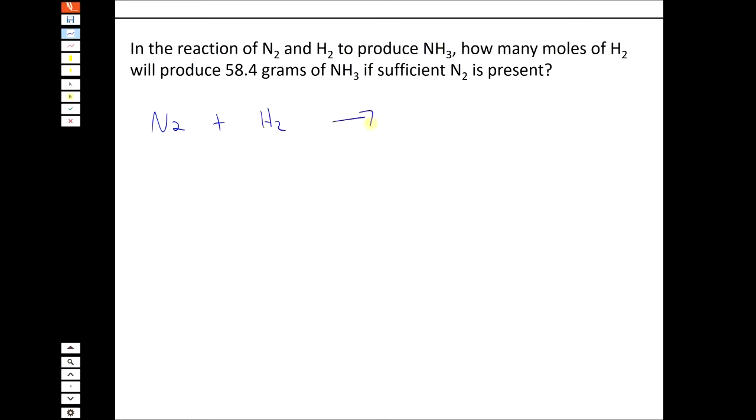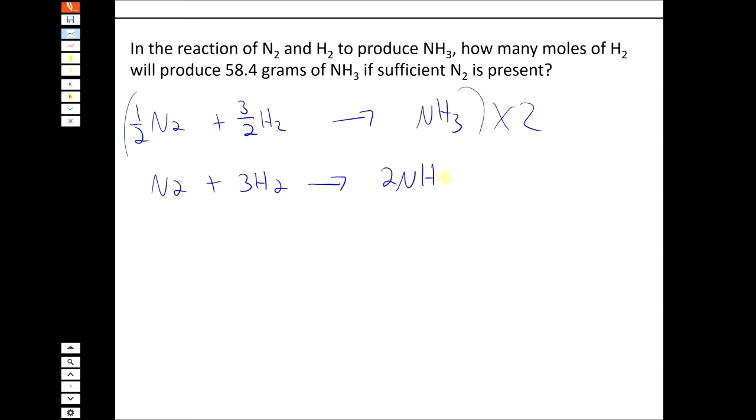N2 plus H2 goes to NH3. If you want to balance it with fractions initially, we set NH3 to 1, so we need 1/2 N2, and then with 3 hydrogens we have 3/2 H2. That'll be balanced, but I like to work with whole numbers, so we double everything and write it as N2 plus 3H2 going to 2NH3. Everything is balanced this way using whole numbers, which is a little easier to deal with.